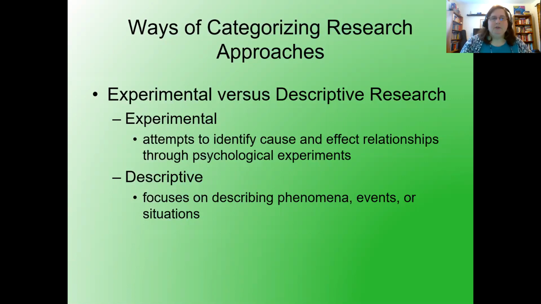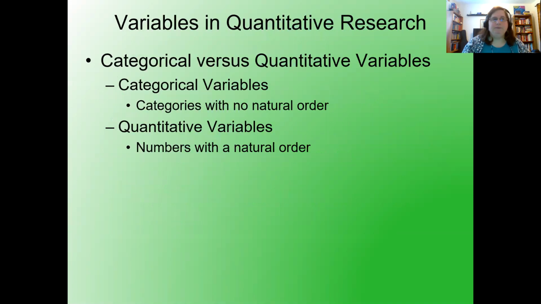But first, before we even jump into the psychological experiment and start talking some details about that, I want to go over some terms that apply to both experimental and descriptive research. So for example, you can have categorical or quantitative variables. Categorical variables are categories with no natural order. Things like gender, religion, college major, method of therapy, eye color, etc.